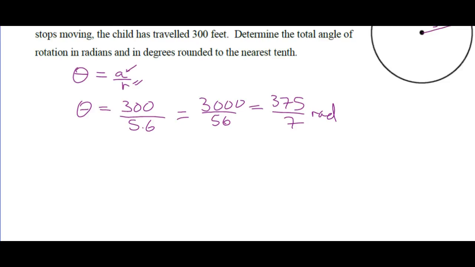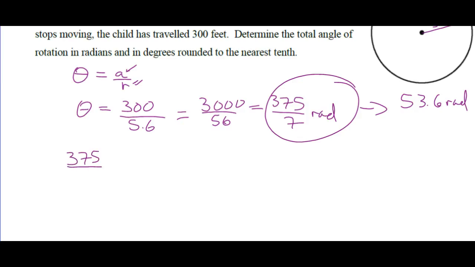Okay, but more useful to us, it's to determine the total angle of rotation in radians. Okay, so there's the angle in radians. That's exact, and in degrees rounded to the nearest tenth. So we could do this. That's exact. It's 53.6 radians rounded to the nearest tenth. Okay, and then if I'm going to do the conversion to degrees, we could do the exact, the 375 over 7, take that to degrees and then round it. That's probably the best.